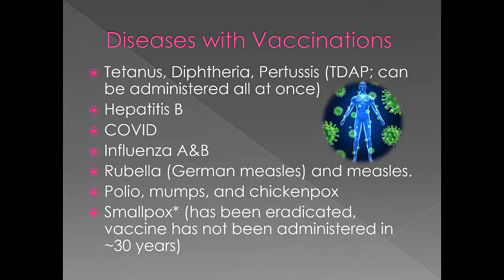Diseases with vaccinations include tetanus, diphtheria, and pertussis, or the Tdap. This can be administered all at once in one vaccination. Hepatitis B has a shot, so does COVID, influenza A and B, rubella, also known as German measles, measles, polio, mumps, and chickenpox. Smallpox has been eradicated, and the vaccine has not been administered in nearly 30 years.